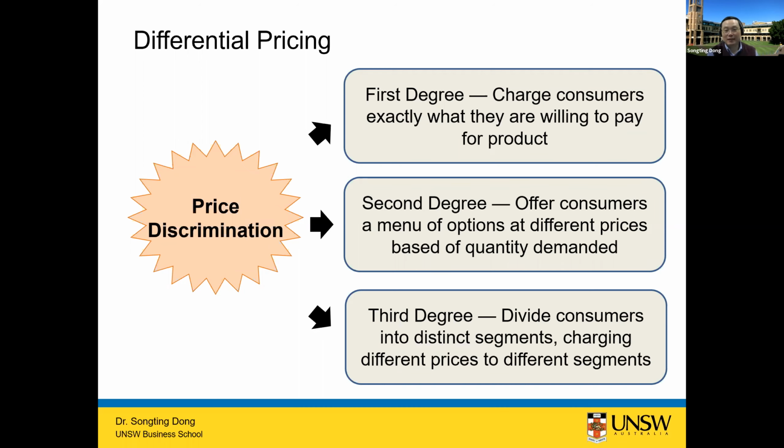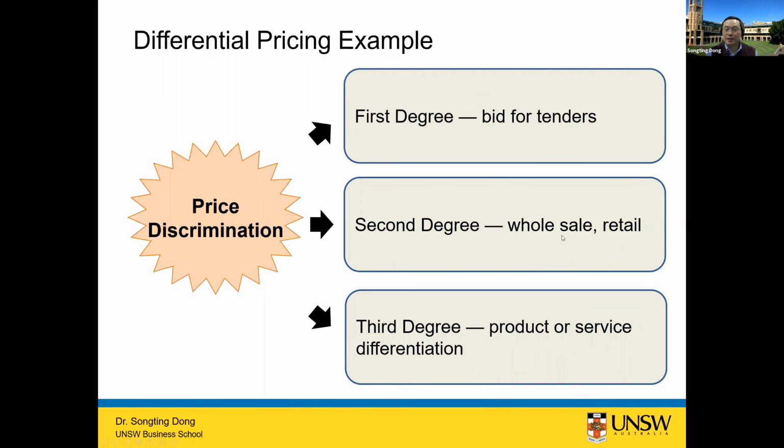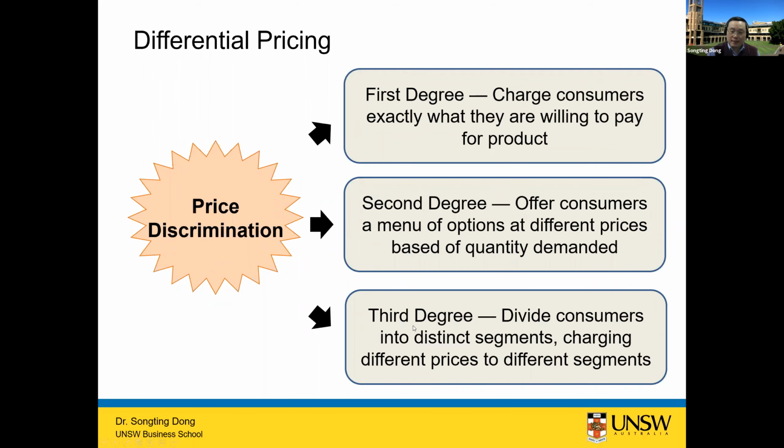A typical example is wholesale retail. People consider that to be fair. If you buy a lot, you get a lower price. If you're going to only get one or two pieces, then you get a higher price. People think it's fair. Third degree is to divide the customers into different segments.